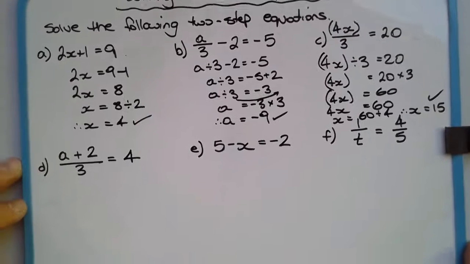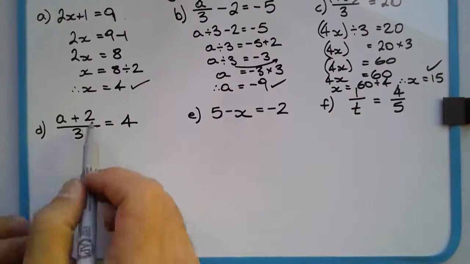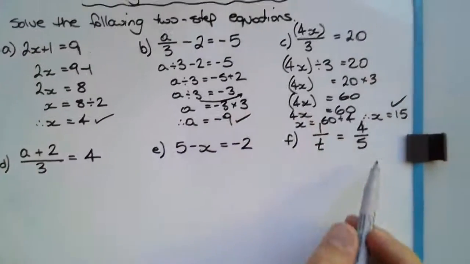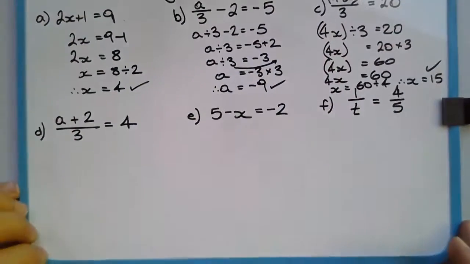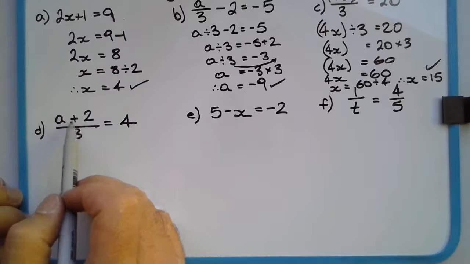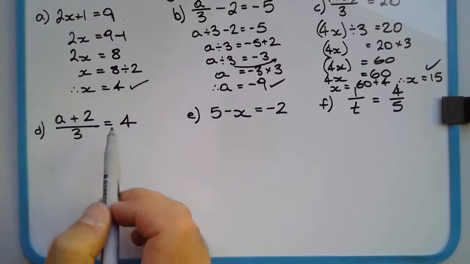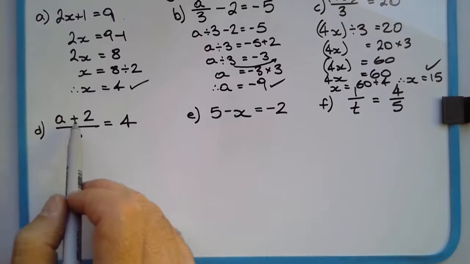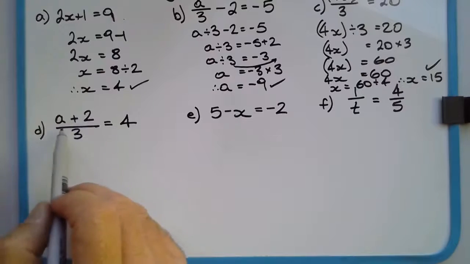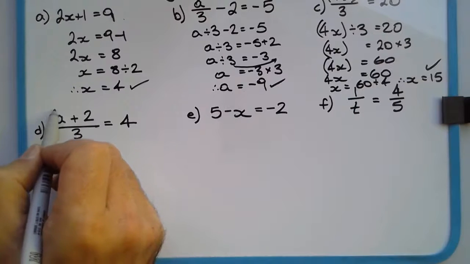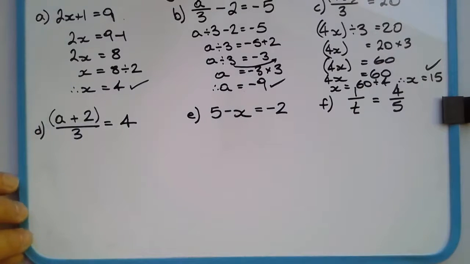Let's have a look at part D. A plus 2 over 3 equals 4. Now, like what I did with part C, it looks as if we need to move the plus over first, because according to BIDMAS, the addition is done after the division or after the fraction. But remember, with fractions, there are implied brackets around the numerator.